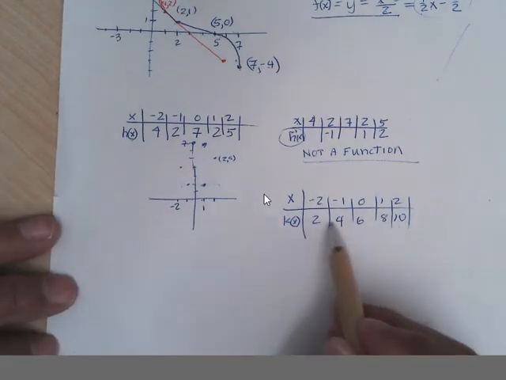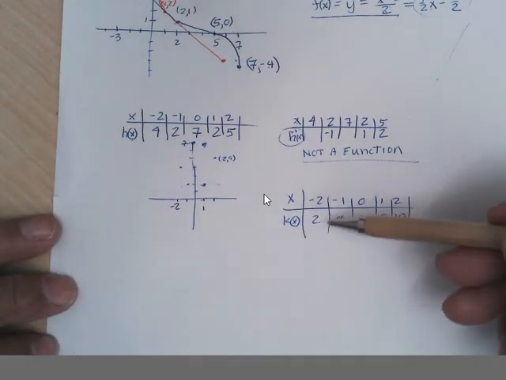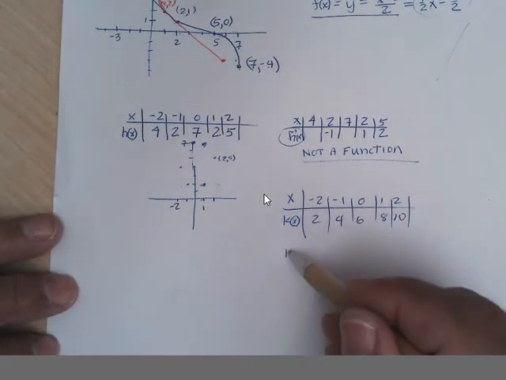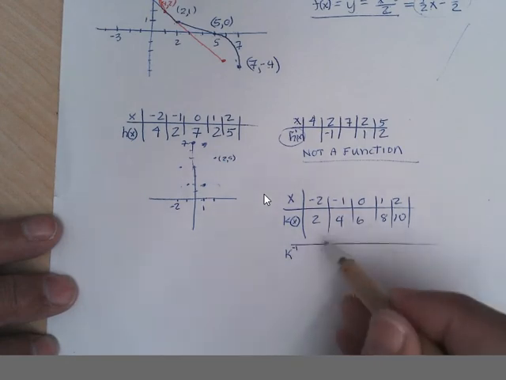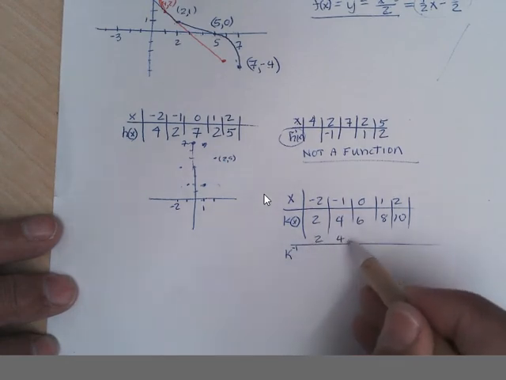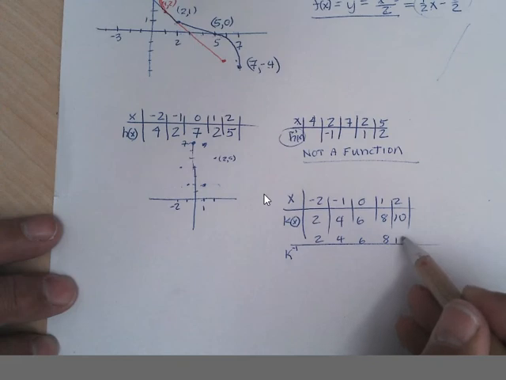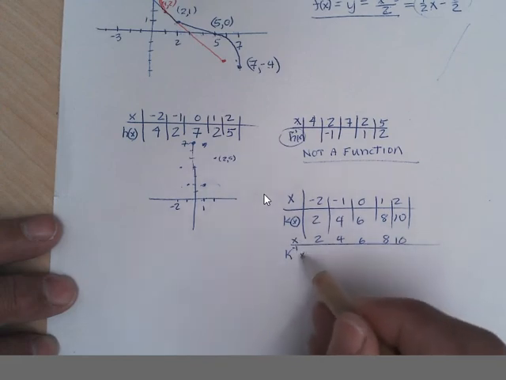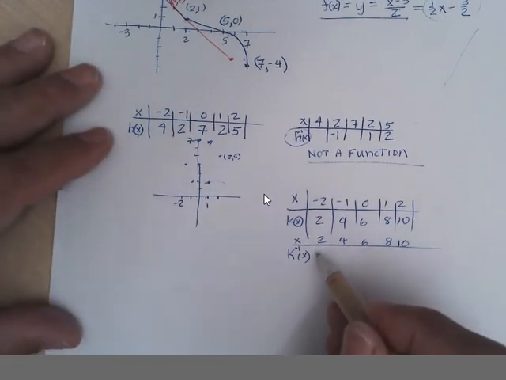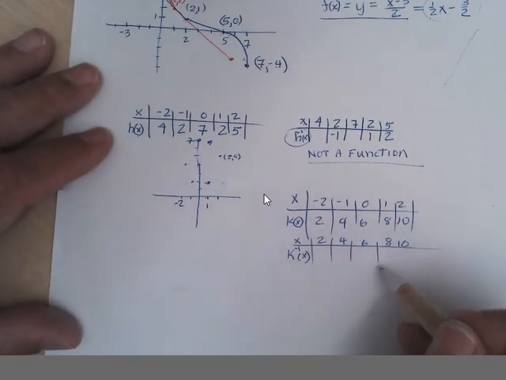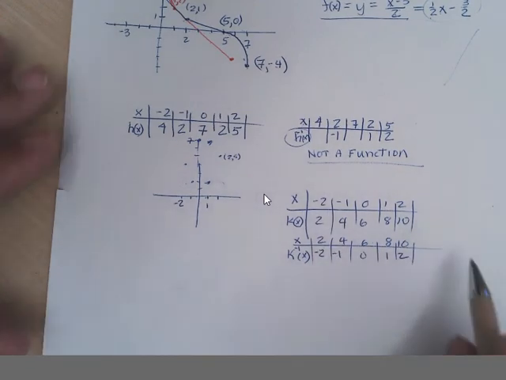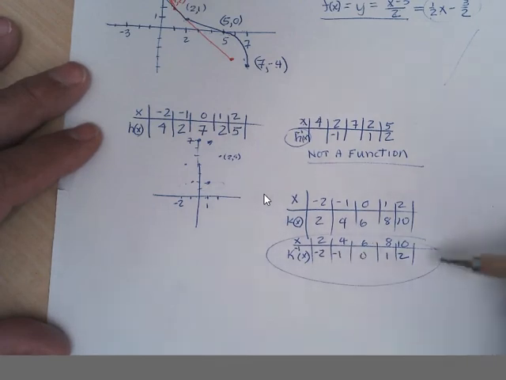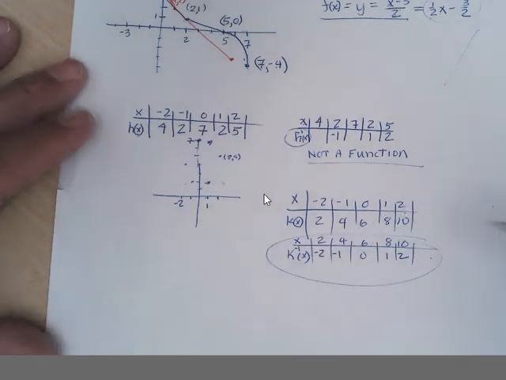There's no duplicates here. And so the inverse, k inverse, would take as its inputs the 2, 4, 6, 8, 10. The x's are the inputs. And the outputs would be what the inputs were: -2, -1, 0, 1, and 2. And this would be a table showing the inverse of the table form.